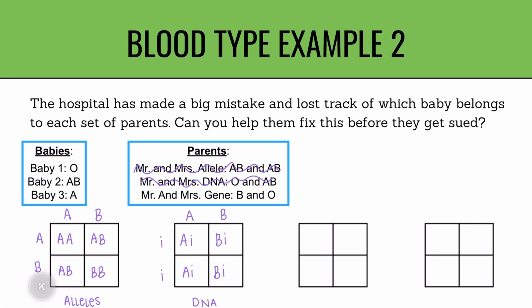Then I have Mr. and Mrs. Gene, and once again I have blood type O, which only has one option, but the other parent is blood type B, and if you remember, B has two options. It can either be BB or BI. So I have to do two Punnett squares to come up with all the different options for this one.